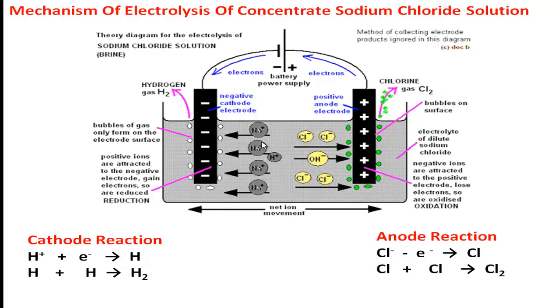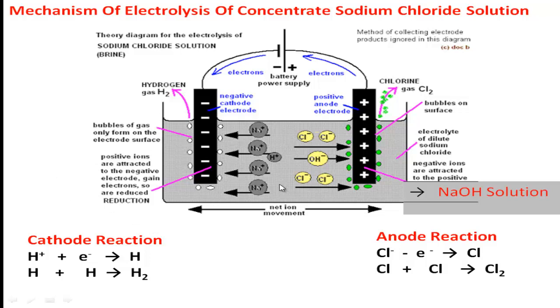And which ions remain in the electrolytic cell? Sodium ion and hydroxyl ion. So finally this sodium ion and hydroxyl ion together produce sodium hydroxide solution, which is finally left out from the electrolytic cell. That means the remaining sodium ion and hydroxyl ion form sodium hydroxide solution and leave the electrolytic cell. So this is the mechanism of the electrolysis process of concentrated sodium chloride solution.